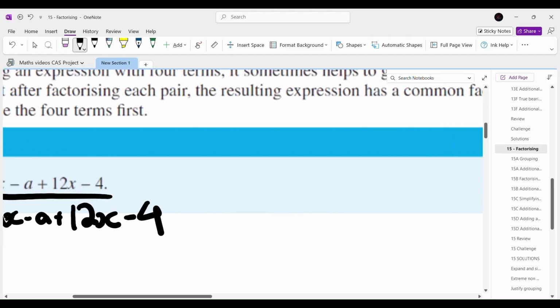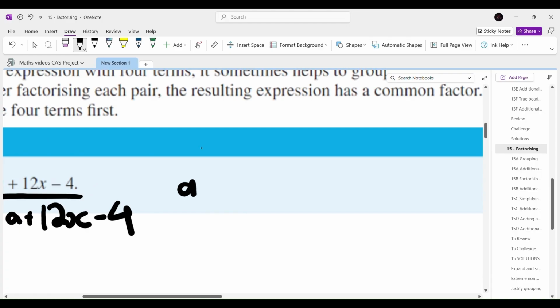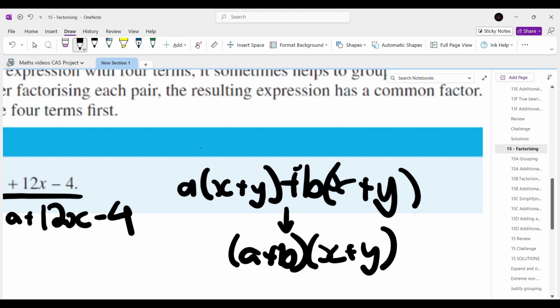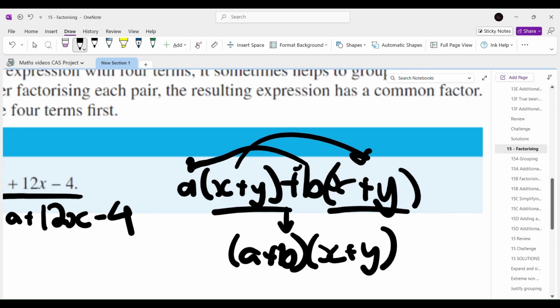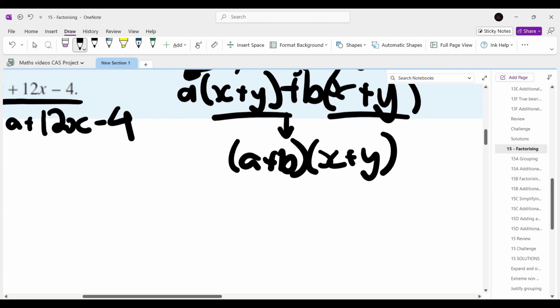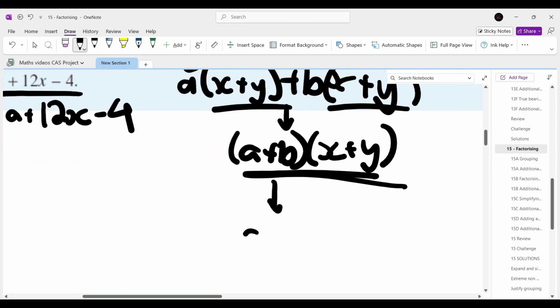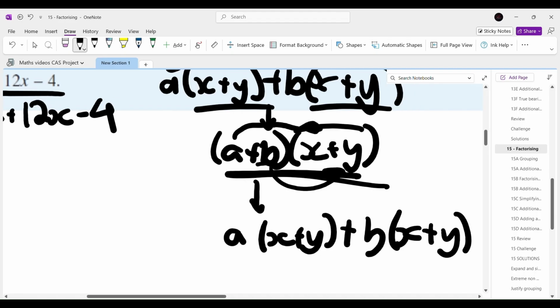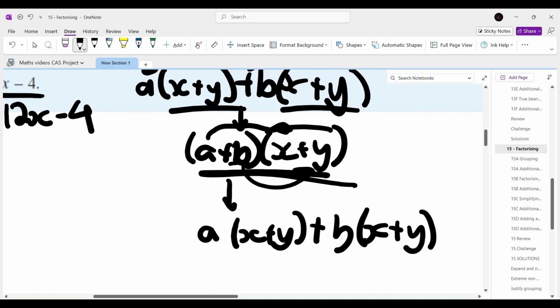So what we need to try and do is get two sets of the same value. So (a plus b) times (x plus y), because these share a common factor. And what you can do is then take the a and b out, because obviously if we have an equation like this, we multiply the a by both these values and the b by both these values, so it's just the same thing. This is how we can factorize. It's basically doing an expansion in reverse.